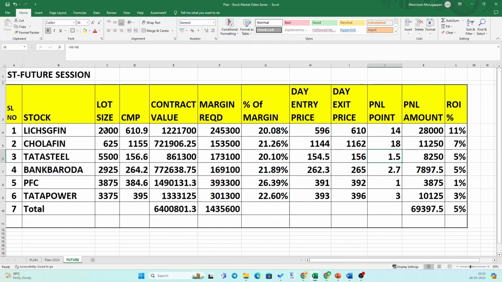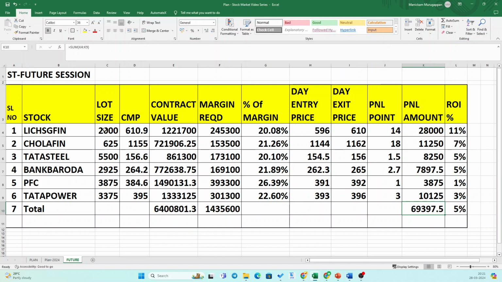Bank of Baroda we got 2.7 points, and with a lot size of 2,925 we got around 7,000 rupees. Power Finance we got 3,800 rupees. And Tata Power we got 10,000 rupees. Total put together, we got 69,000 rupees.